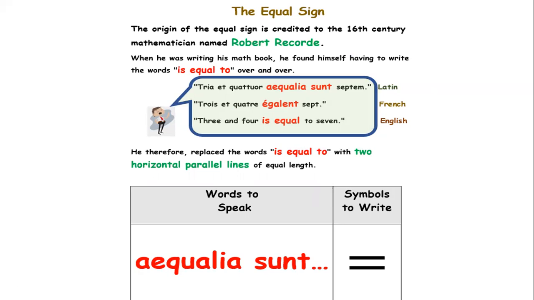So once upon a time, these symbols were not there, and the mathematicians were actually using the words themselves when they wrote in the books. For example, 3 et 4 égale 7. 3 and 4 is equal to 7. So he therefore replaced the words is equal to, because is equal to was probably too cumbersome for him to write every time. He got tired of doing that, so he replaced it with 2 horizontal parallel lines of equal length. So the words to speak, égale ensemble, that's equal to, translated to the symbol that we are familiar with, the equal sign.